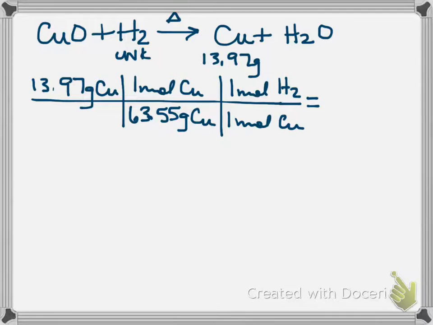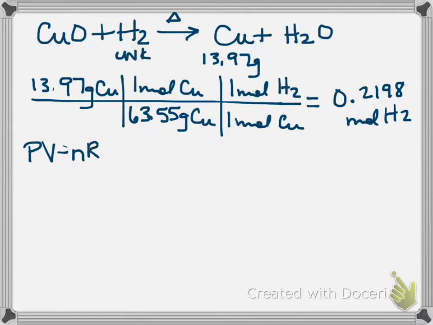So when I do this, I get 0.2198 moles of H2. Okay, so that's how much hydrogen gas I needed to generate my 13.97 grams of copper. So if I was trying to figure out at what temperature this reaction happened, then instead of solving for n, I would be solving for T. So T, my working equation, is going to be PV over nR.